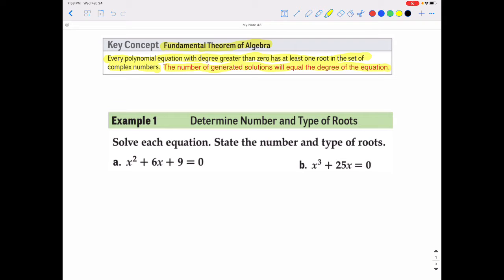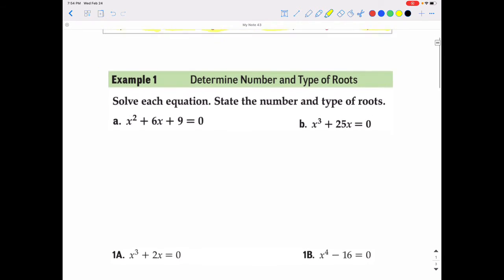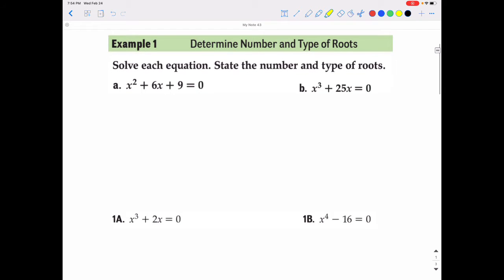So the way we can solve a polynomial equation is any number of ways, one way being factoring them. We've learned all sorts of different ways to factor, and they could come into play during this section. So example 1 says solve each equation, state the number and types of roots. Remember what a root is. A root is a solution. So when you solve for x, you're finding the roots.